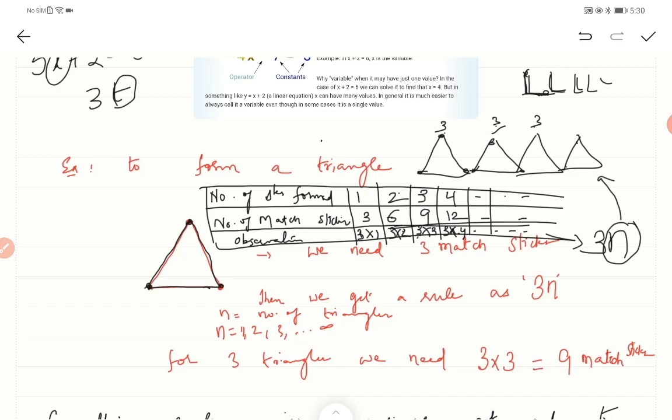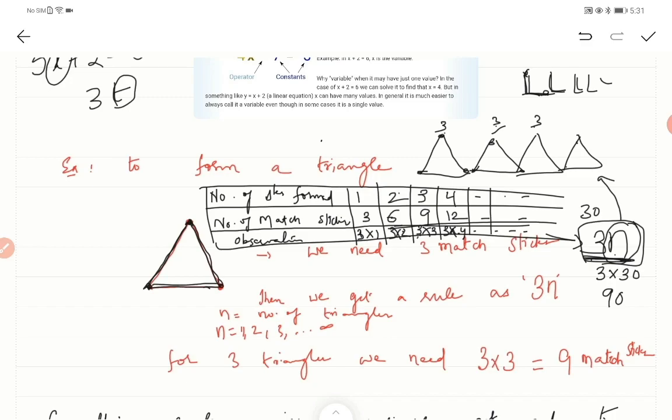So if I want to form 30 triangles, how many matchsticks do I need? It is 3 into 30. I will need 90 matchsticks. So this is how we conclude. We come to some expression, or we get some rule, as 3n. This is called an expression, or we have concluded with some rule as 3n for forming triangles by using matchsticks.